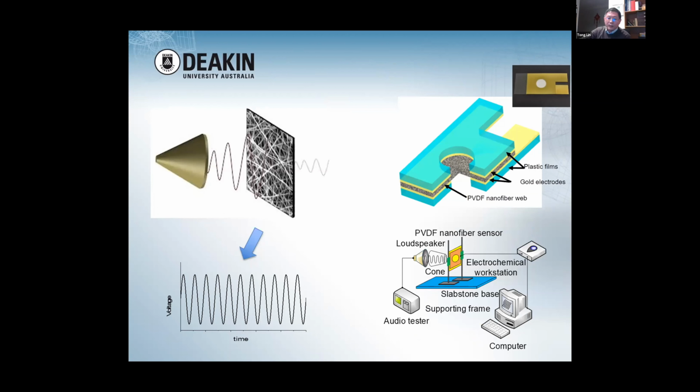So this is the first device we developed for this purpose. You can see it includes two electrodes, consisting of plastic film and also a layer of gold on the inside. The nanofiber is sandwiched in between, with a large hole in the middle for the nanofiber to directly interact with the sound. This is the setup we use for testing the property. The speaker generates the sound, and then a meter collects the electrical signal.